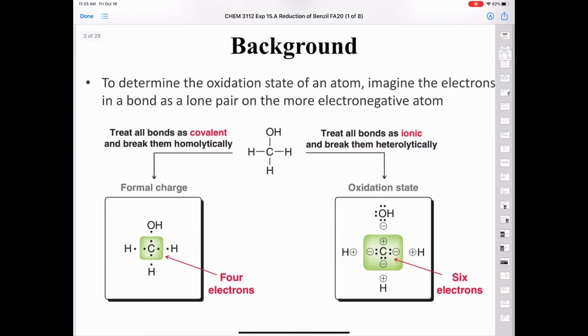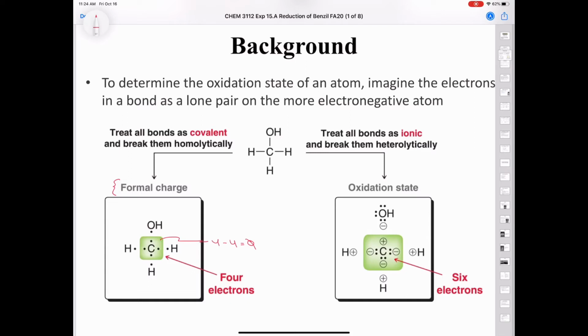Now, if you don't remember how to calculate the oxidation state of a carbon, we imagine the electrons in a bond as a lone pair on the more electronegative atom. Now, when we calculate formal charges, this is something that you learn how to do in general chemistry. We say that formal charge is the number of valence electrons minus the number of bonds and the number of unpaired electrons. And so you treat the bonds as though they're broken homolytically. And so here we would have 4 valence electrons for our carbon, subtract 4 unpaired electrons, and that gives you a formal charge of 0.